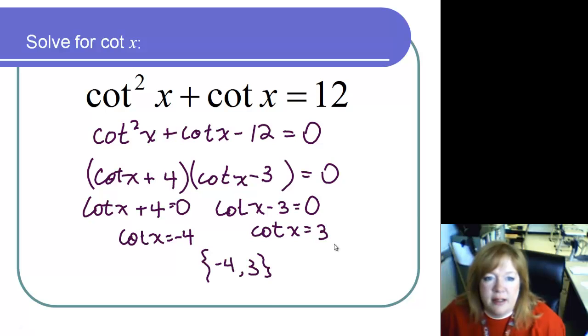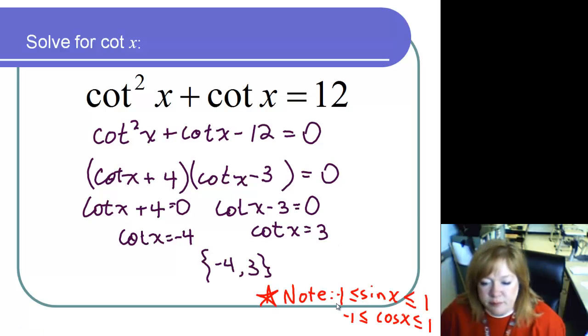Very easy. Now, when you're dealing with sine and cosine, remember that sine is between negative 1 and positive 1, and cosine is between negative 1 and positive 1. So for instance, on this problem, if I would have had sine of x equals negative 4 and sine of x equals 3, I'd have no solution because you cannot have sine bigger or smaller than the absolute value of 1. So in other words, sine x is never negative 4 and sine x would never be 3. So you have to throw certain answers out when you're dealing with sine and cosine. Tangent and cotangent can be anything.